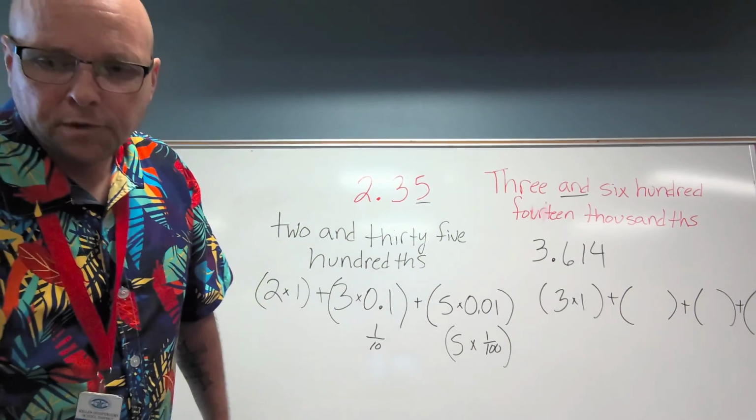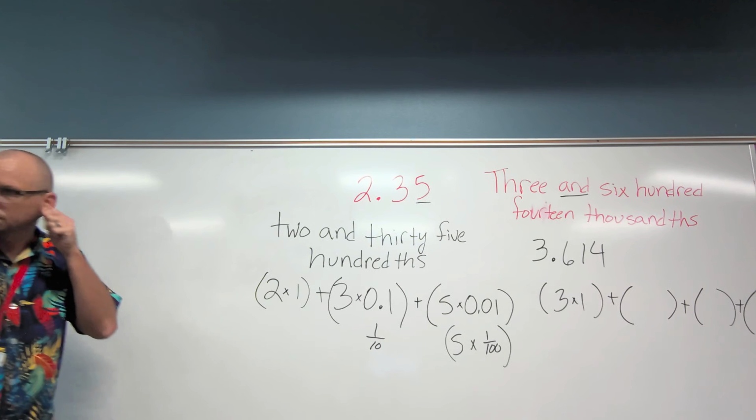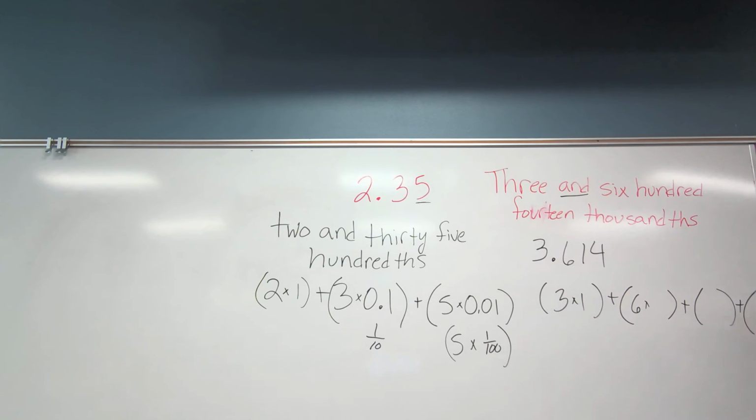The next set of parentheses. Carter. 6 times. What place value is 6 in? Tenths. So 6 times 1/10.